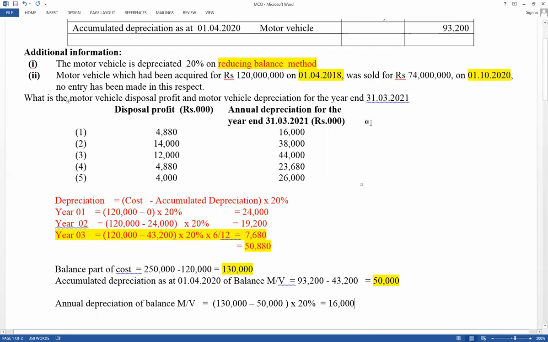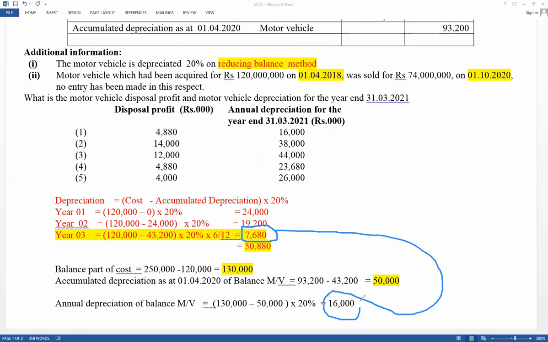Then that value plus, the disposal asset was also available during the current period, 6 months. Think about 7,680 plus this one. This is accumulated depreciation. This is annual depreciation. The unsold asset has this much. And the disposal asset was also available during the current period, 6 months. Therefore, its depreciation also should be considered as an expense.